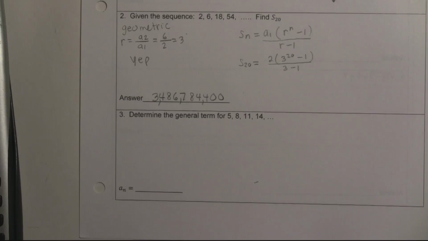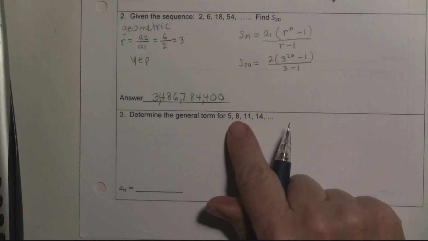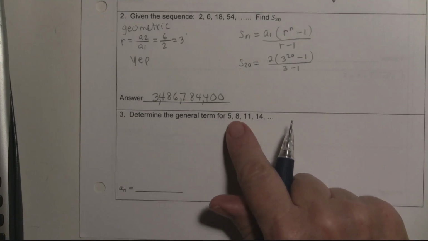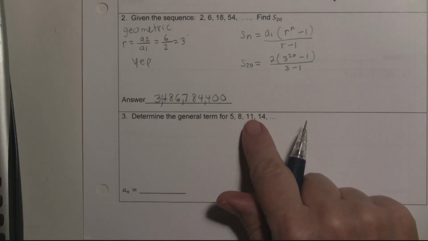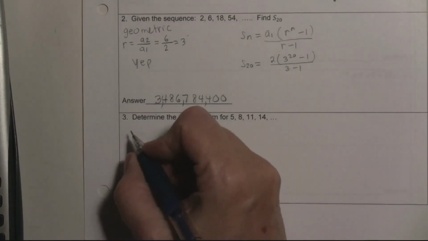And so I'm thinking, well, is it arithmetic? So I'm like 5 to 8, that would be adding 3. And then if I added 3, I would get 11. If I added 3, I'd get 14. And I'm like, oh, yeah, it is. It's arithmetic.